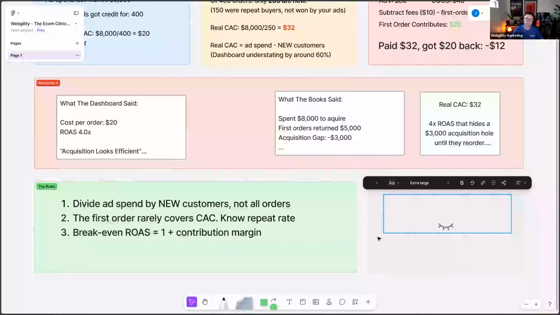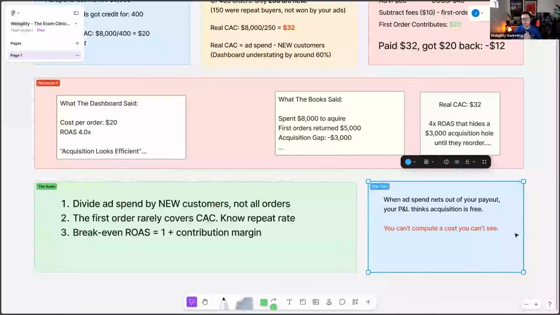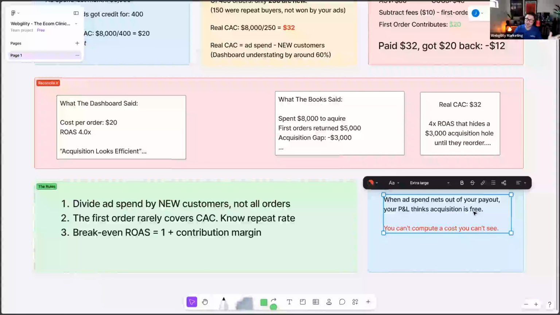All right, so the sort of capstone comment to make about this whole scenario is, and again, this is something that I talk about frequently. If your ad spend is netting out of your payouts, Amazon is a great example here because everything generally gets bundled into the settlement report, right? If you're looking at your settlement report where it shows the ad spend, and that's where you're netting your ad spend out of, your P&L is going to think that that acquisition is free, right? Because it's not considering anything outside of that settlement, and it's not broken out into the correct categories, right? So you can't compute a cost that you can't see.